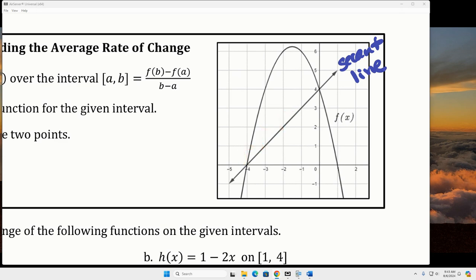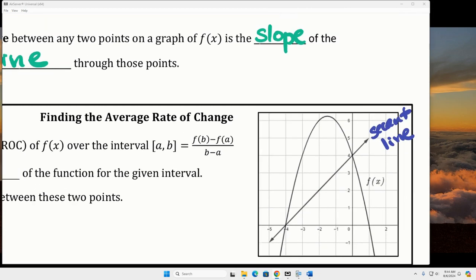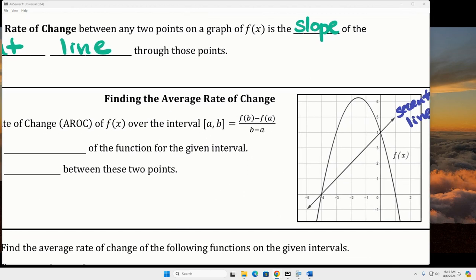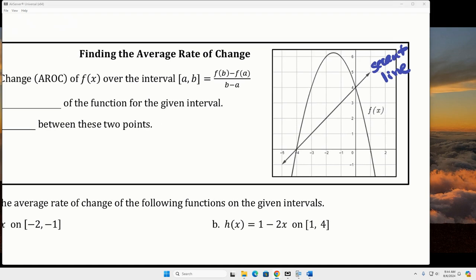So sometimes if you have a graph, which is not that often, you can just find the slope of the secant line and be done and not go through the whole process. But we're going to practice the process because the majority of the time you have to do it. All right, so basically every time that you're finding the average rate of change of a function on an interval between two x values, you're finding the slope of that secant line.